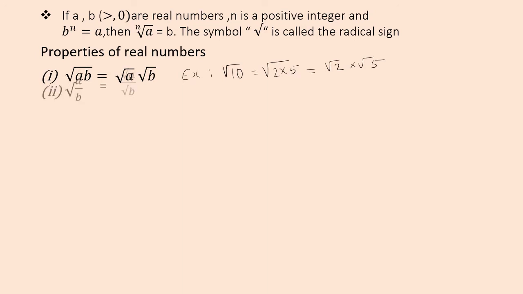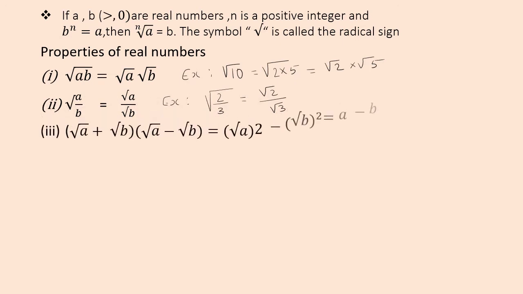Now the second property, that is square root of a upon b equals root a upon root b. You can make it clearer with an example: square root of 2 upon 3 equals root 2 upon root 3. While solving the sums for cancellation and all, you have to keep the properties in your mind.